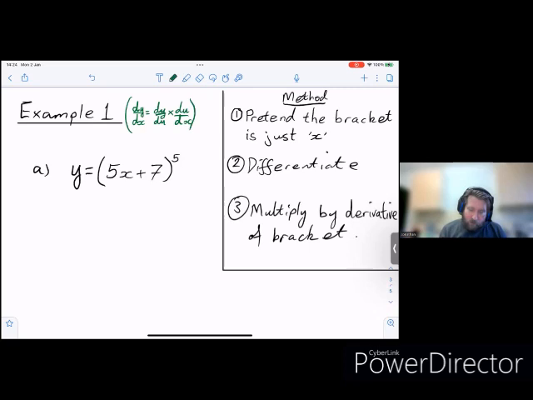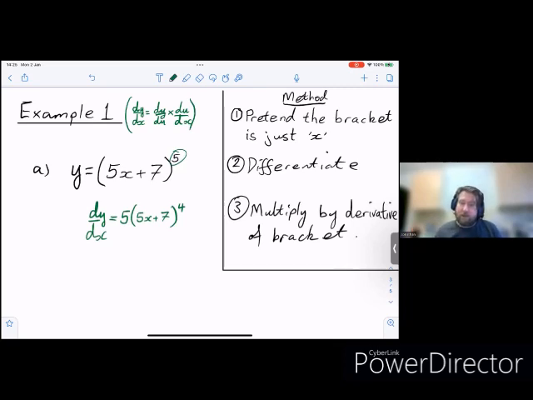If it is y equals x to the 5, we know how to differentiate that. We take the power and bring it in front and reduce it by 1. So we would get 5x to the 4. Now, obviously, we're only pretending that the bracket was x, so it's not really x, it's 5x plus 7, so we'll write the 5x plus 7 in there. So that was step 2. We differentiate as if the bracket was just x.